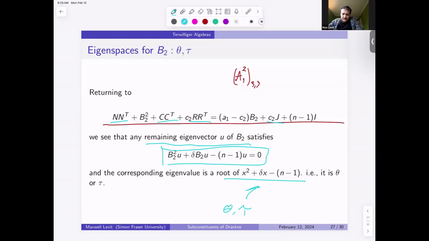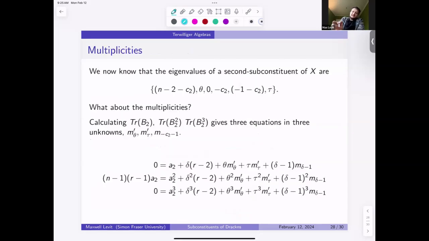And so that gives us the last eigenvalue. So now we actually have this full set of the eigenvalues.